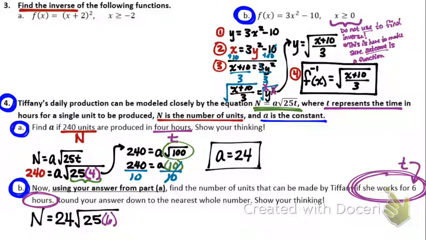What can I do with this? I can multiply 25 and 6 together. 150. I don't have room to work down, so I'm just drawing an arrow here. N is equal to 24 and then square root of 150. I ran out of room, but we did it.